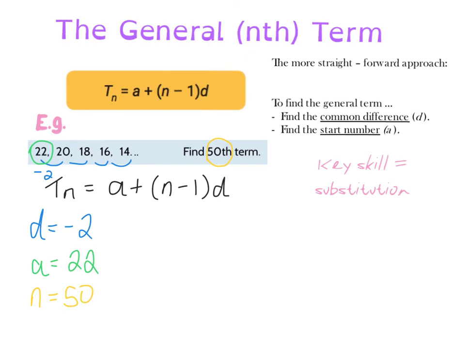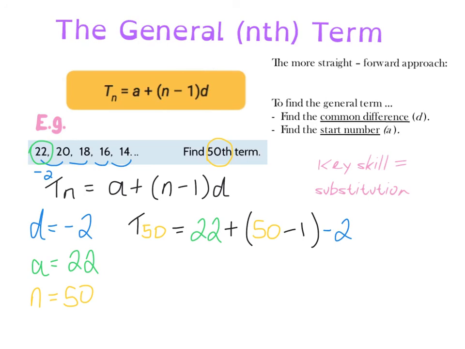So T of N, which I know is 50, equals, well, A, which I know is 22. It's 22 plus N, which is 50, take away 1, multiplied by the common difference of minus 2.